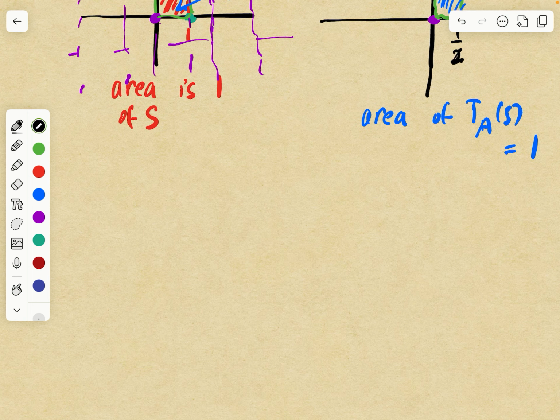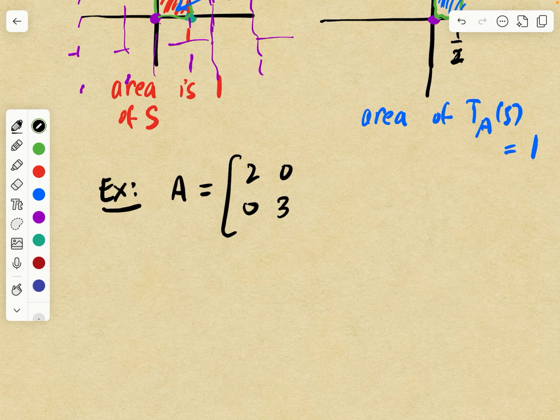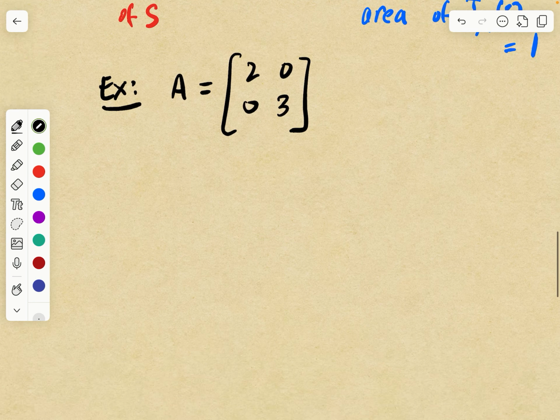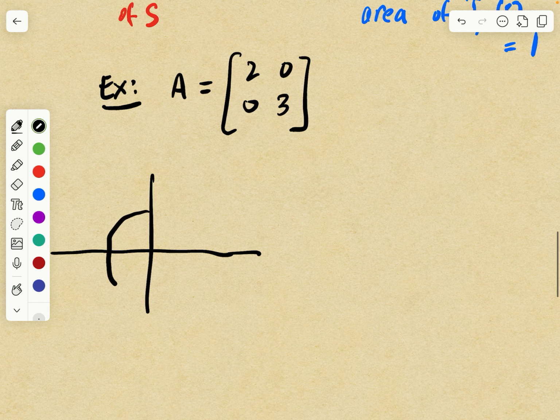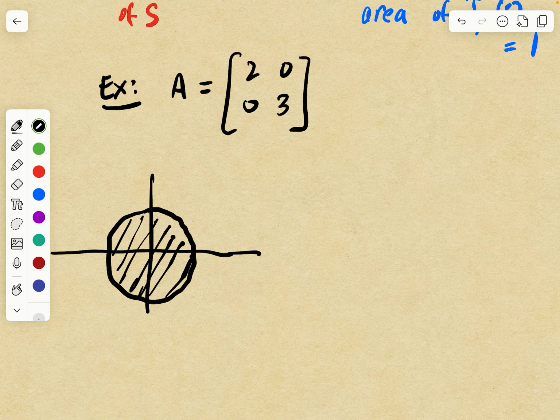And you can even look at different shapes, not just squares. So for instance, let's say that you have the matrix 2, 0, 0, 3. So this is going to stretch the x-axis by a factor of 2 and the y-axis by a factor of 3. And let's say you take the unit circle. So you take this region inside the circle. Let's call that S. So S is all x and y such that x squared plus y squared is less than or equal to 1.